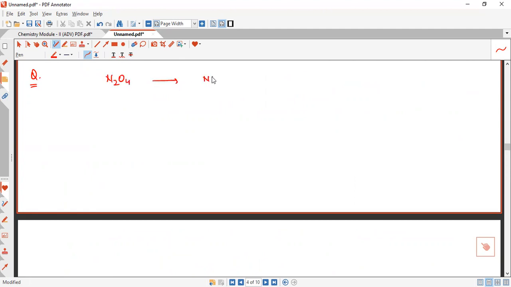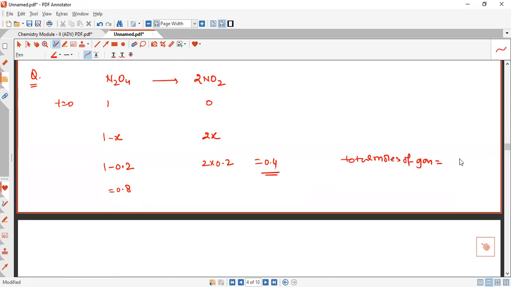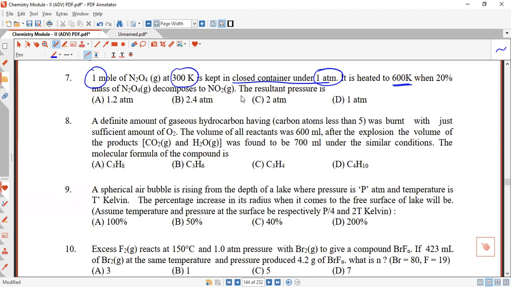This reaction would have been N2O4 giving 2 times NO2. In the beginning there is 1 mole, this is 0. After the reaction, 20% of this, 0.2. Okay. But if x moles react, x moles dissociate, how much will remain? 1 minus x. From 1 mole it makes 2 moles, so from x moles it will make 2x moles. So now we can write the value of x is 0.2. 1 minus 0.2, and this is 2 into 0.2. So 0.8 and this is 0.4. Total moles, how many are there? Total moles of gas is nothing but 0.8 plus 0.4, that is 1.2. Okay. After that, in this composition 1.2 moles are there.